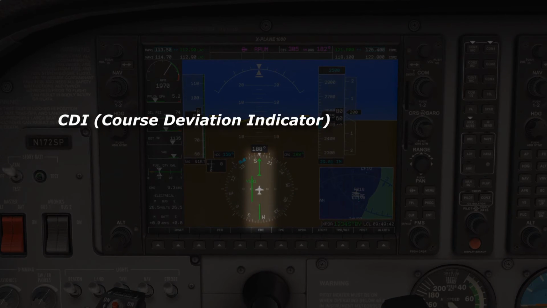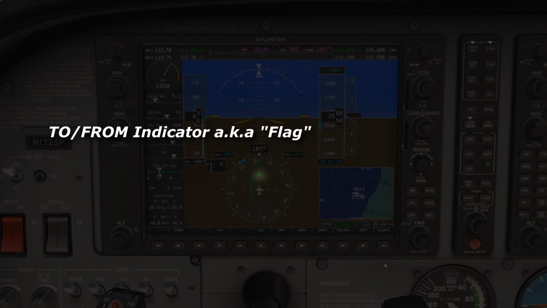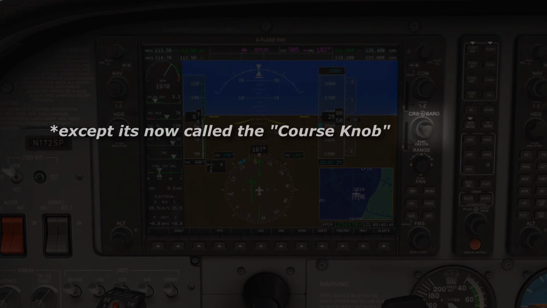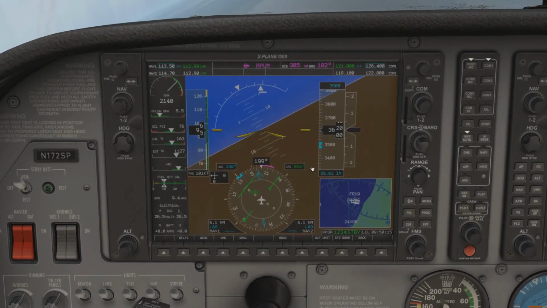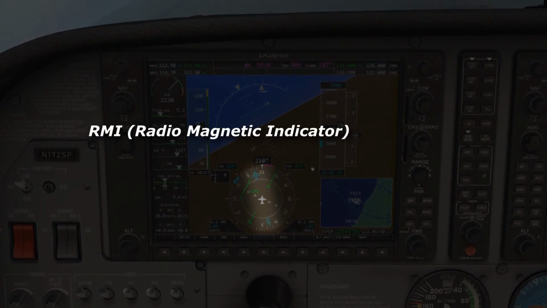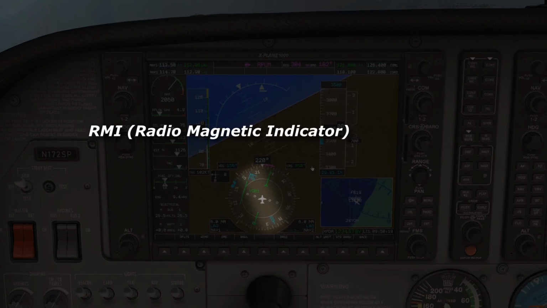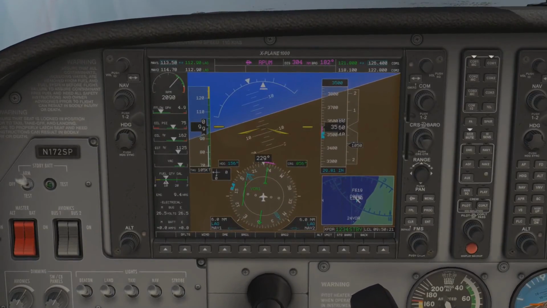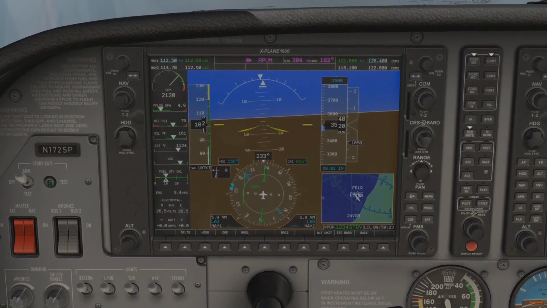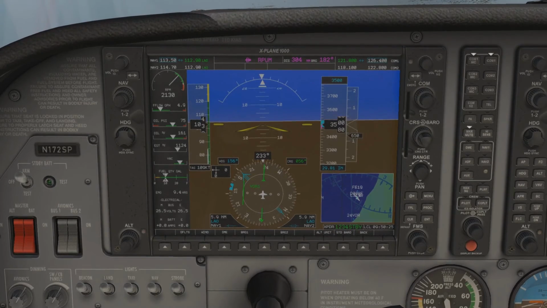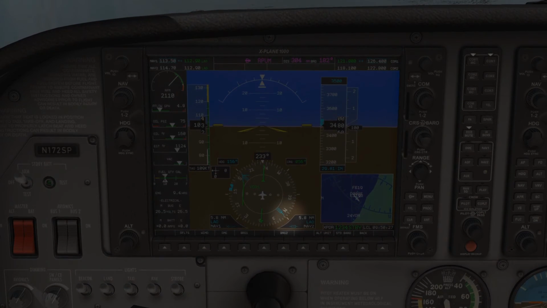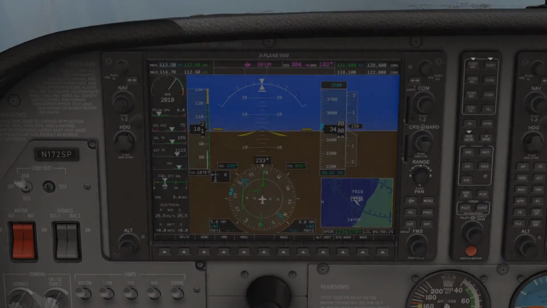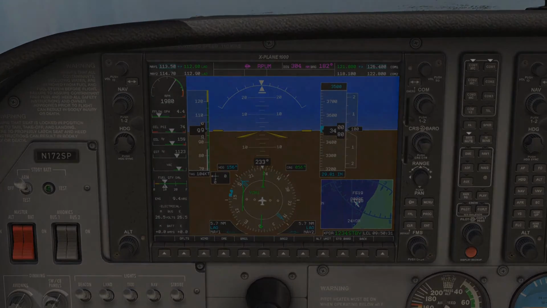You get a course deviation indicator, a to or from flag, and an OBS, but now it's called a course knob. The RMI might even be one of the most simple instruments in the cockpit, as it literally just shows which direction the VOR station is in. This makes it easy to tell which radial you are on, just look at where the tail is. In this example, we are passing radial 010.